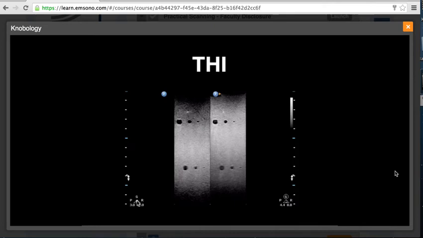Here's a split screen image on a phantom. The image on the left is obtained without harmonics. The image on the right is obtained with harmonics. Notice in the deeper anechoic areas here, you can see that the wall is better defined using the harmonics as opposed to not using the harmonics.